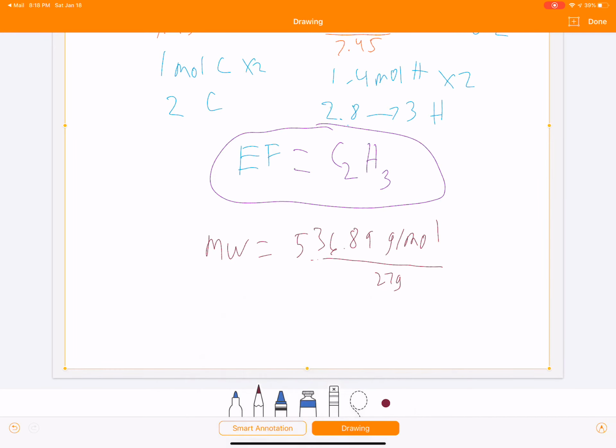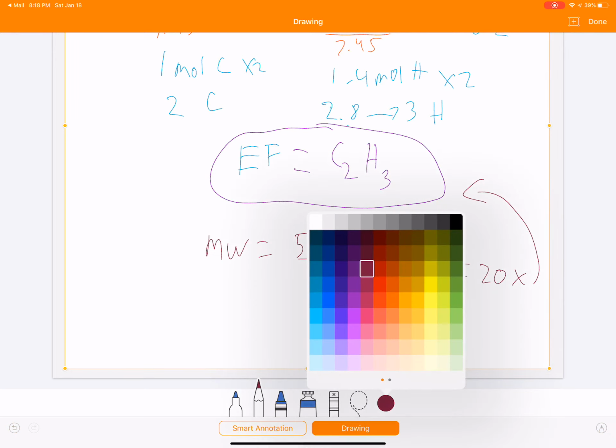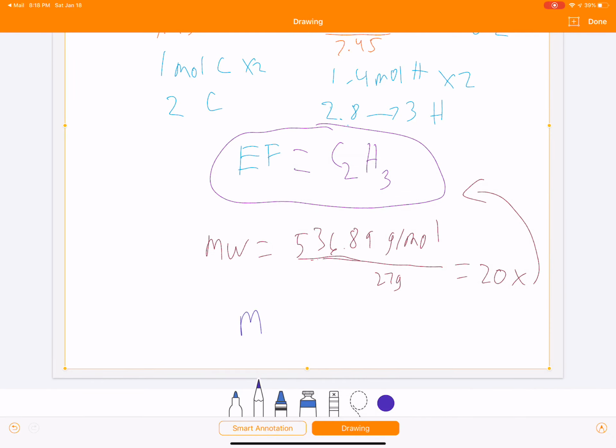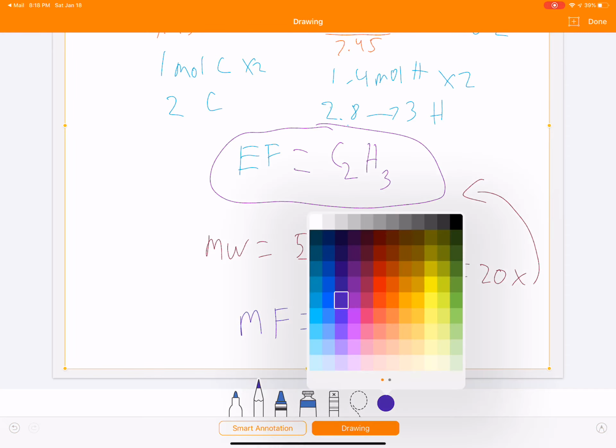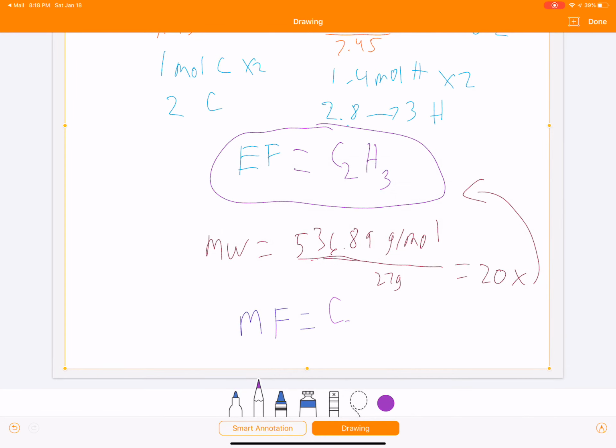So now we can find our molecular formula by doing this division, and we get 20. That is called the multiplication factor, because we're going to multiply the subscripts in our empirical formula by 20 to find the molecular formula. So the molecular formula turns out to be, well, 20 times 2 is 40, and 20 times 3 is 60. So C40H60 turns out to be our molecular formula.